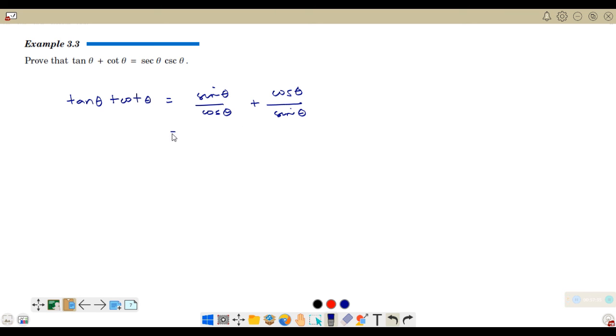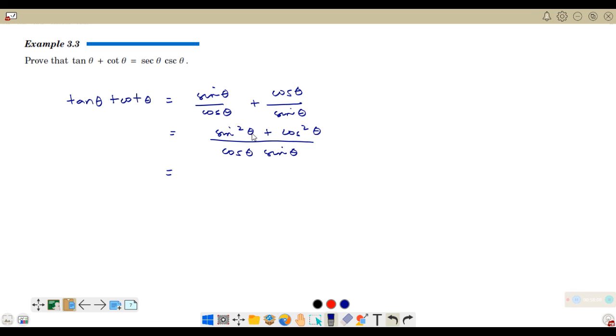Now, what are we going to do next? We are going to apply what we know about addition of fraction. So, just multiply the denominators. We have cosine theta, sine theta, and then cross multiply. Sine theta times sine theta is sine squared theta. And then for the other one, cosine theta times cosine theta is cosine squared theta. Right?